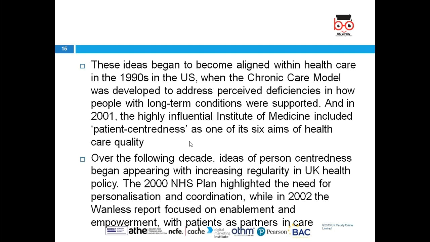This goes on to 2001, where the highly influential Institute of Medicine included patient-centeredness. So as you see, this is where we're coming to patient-centered care now, as one of its 6 aims of health care quality. Over the following decade, the ideas of person-centeredness began appearing with increasing regularity in UK health policy. The 2000 NHS plan highlighted the need for personalisation and coordination. In 2002, the One List report focused on enablement and empowerment.